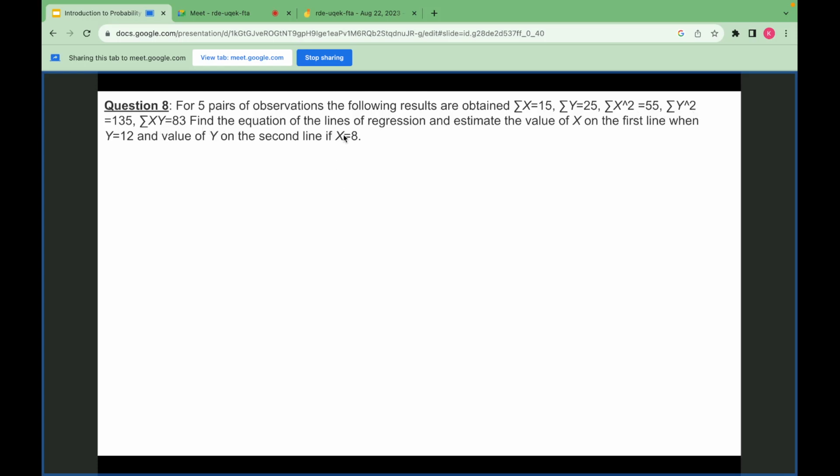Now we need to find the equation of lines of regression and estimate the value of x on the first line when y is equal to 12, and the value of y on the second line if x is equal to 8. So with this data we will first find the two regression lines. One regression line is when x is depending on y, and another will be when y is depending on x. Then for the given values of y and x, we need to find the values of x and y.